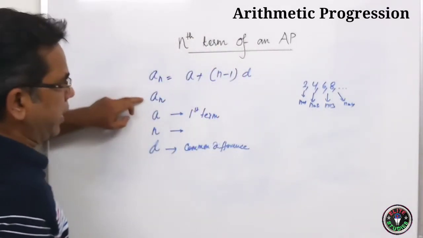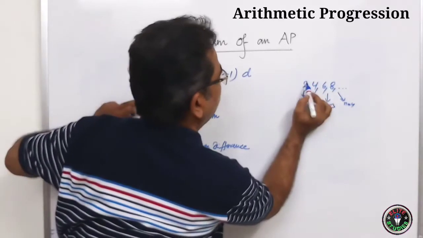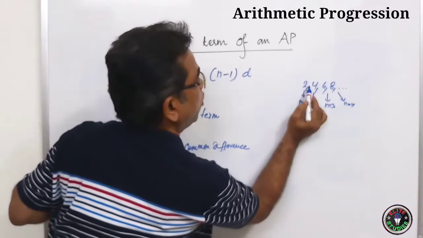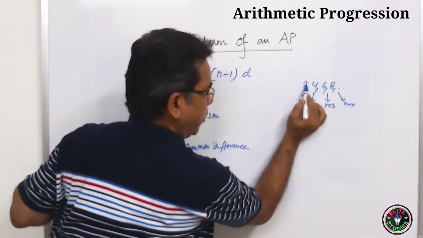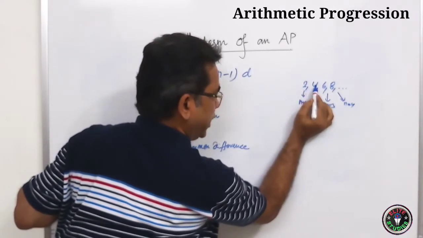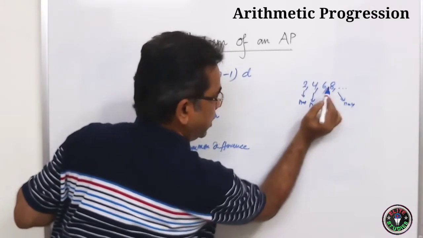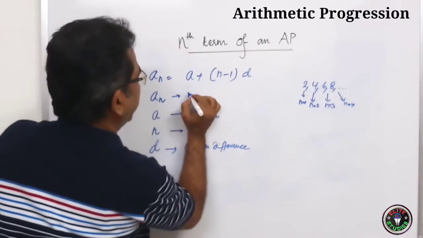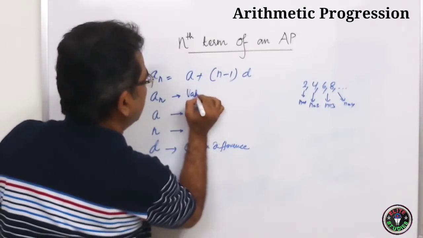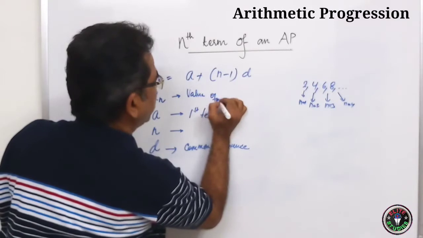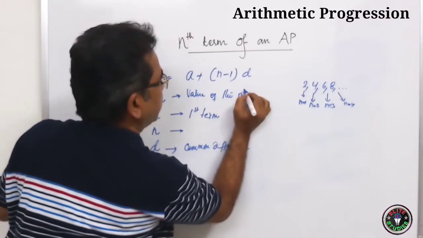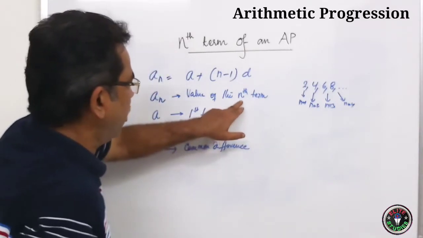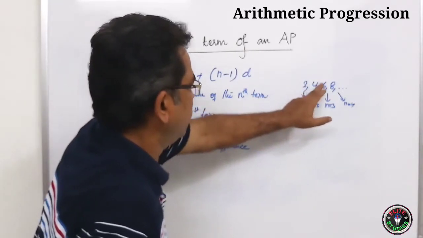And what is a_n? Here a_n means the value of the nth term. The value of the first term is 2, the value of the second term is 4. Suppose n is equal to 2, the value of the second term is 4.